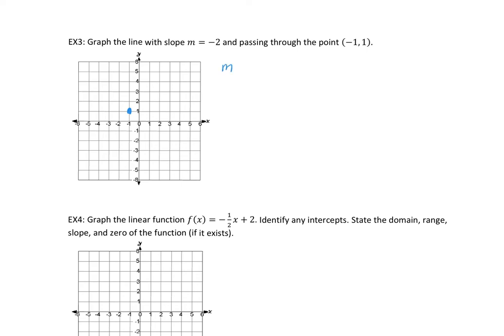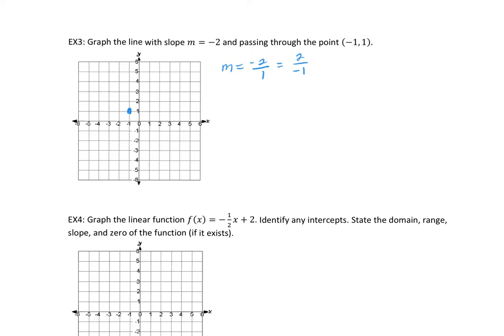I could use the slope as negative 2 in the numerator over a positive 1, or I could write this as positive 2 over negative 1. It doesn't really matter which one you use, so I'm actually going to use both. So let's say I'm at my point negative 1, 1, and I want to use the slope negative 2 over positive 1.